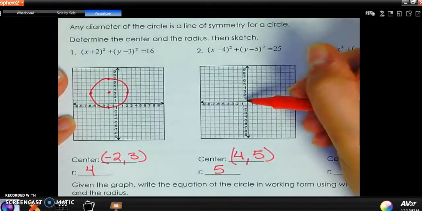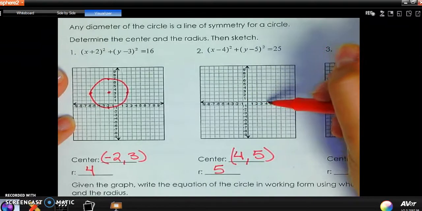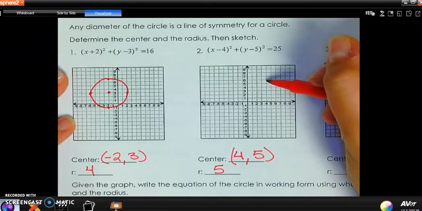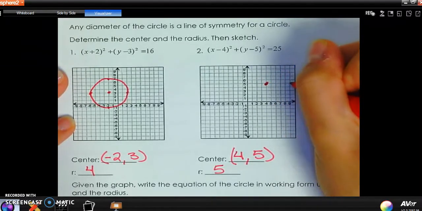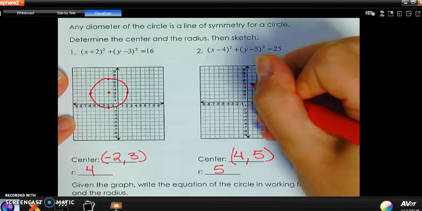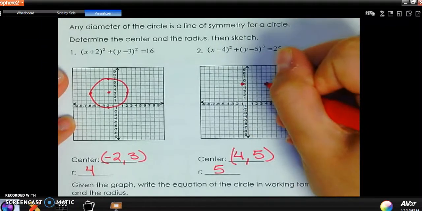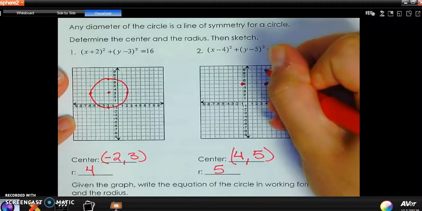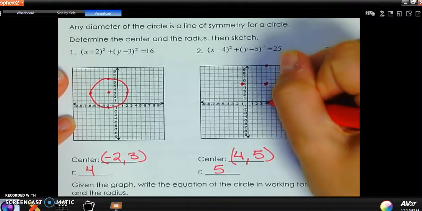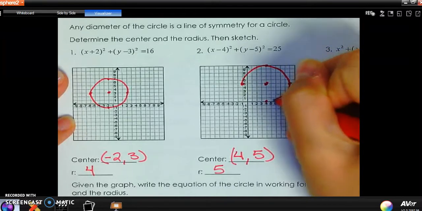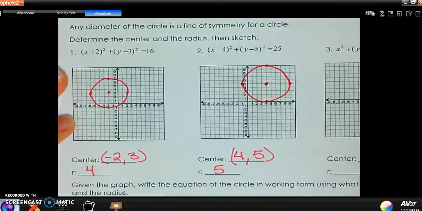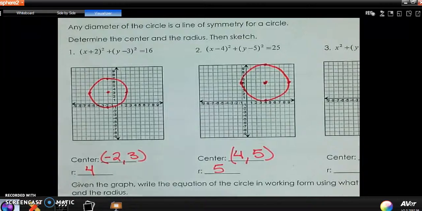So if I was graphing this, I would go 1, 2, 3, 4 and up 5, put a point there, and then I count 5 to the right and 5 to the left. Then 1, 2, 3, 4, 5, and there. And again, we're just going to sketch in the circle. It doesn't need to be perfect, but hopefully it looks circle-ish. Okay, so we've got that one.